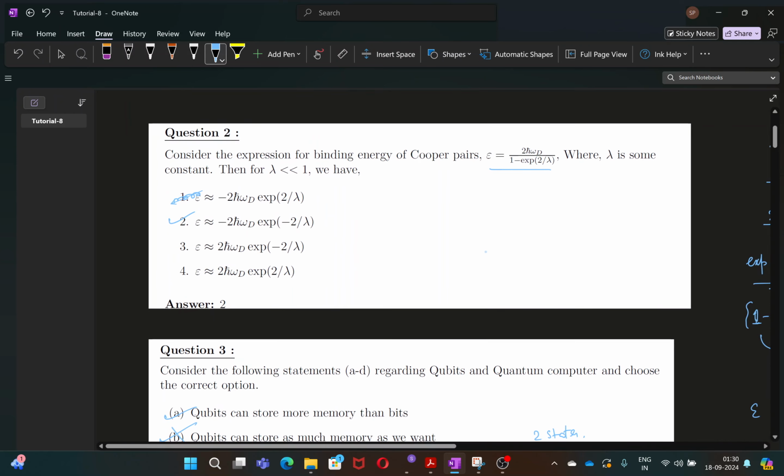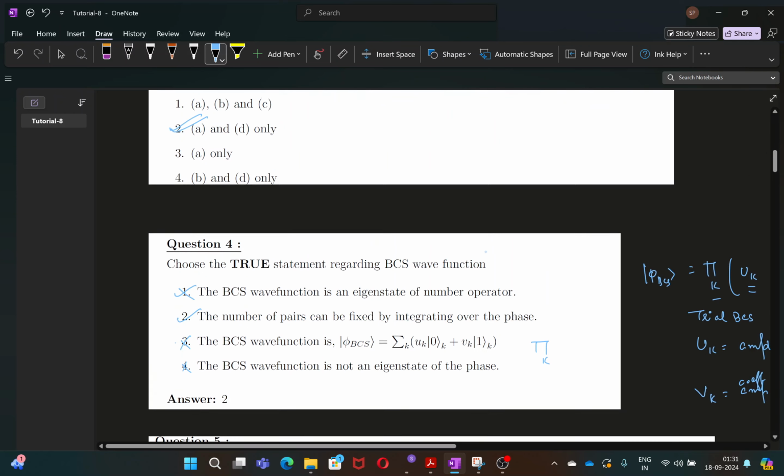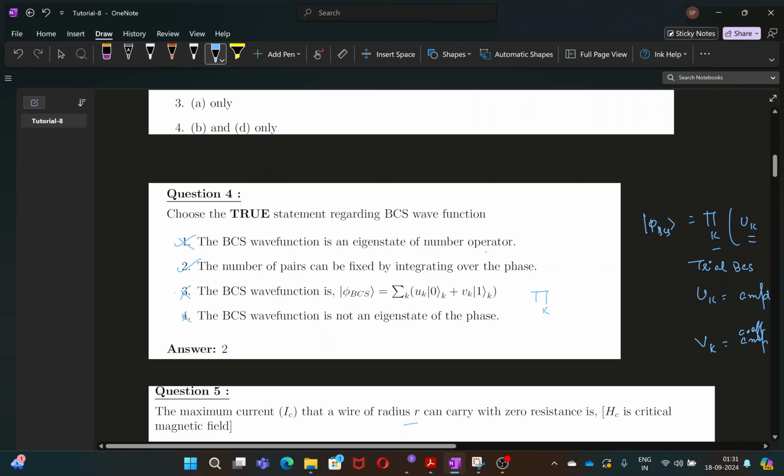And then there are some questions about quantum bits or qubits and quantum computation. The fundamental unit of information processing and transfer in quantum computation is the qubit, and it can work way faster and more smoothly than the classical bits that we have also discussed. And finally there is also discussion about the BCS wave function.